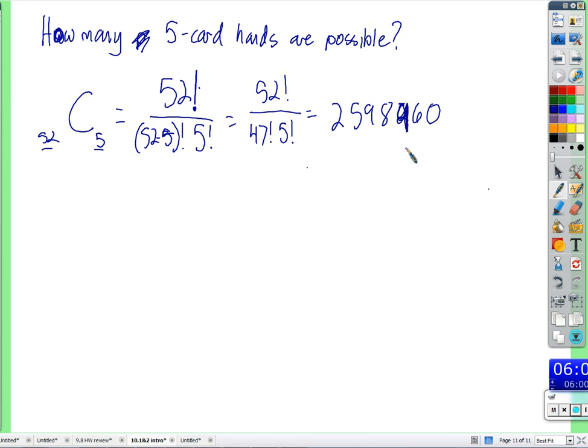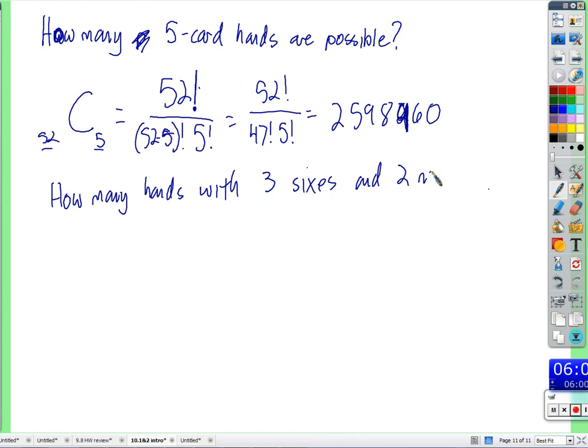How many hands with three sixes and two not sixes? Two other.